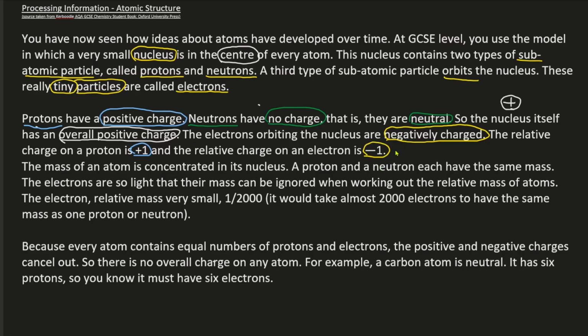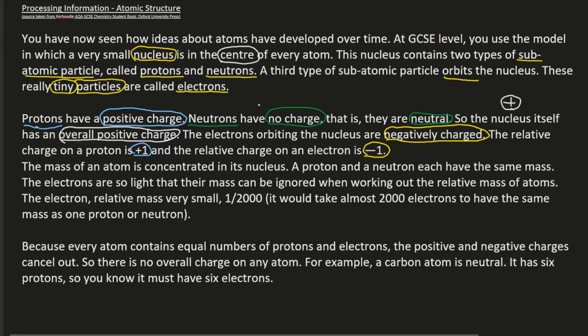Notice that I'm using the same colors when I'm trying to process this information because I want to make sure that when I then try and put this in a mind map to be able to really quickly access the information and put the like information together. Okay, let's move on then. The mass of an atom is concentrated in its nucleus.